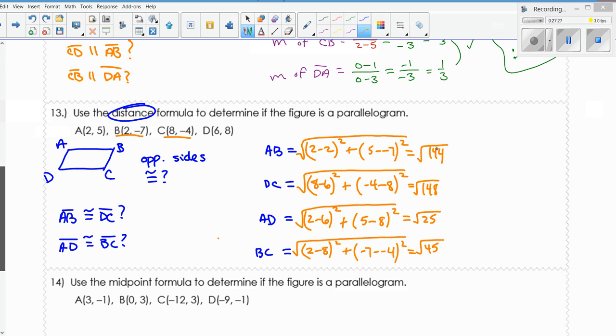Alright, well, these two are not the same, and these two are not the same. All I needed to show is that the first two weren't the same, but I found all of them. So, opposite sides not congruent, therefore not a parallelogram. We use the distance formula to show that opposite sides aren't congruent, therefore it's not a parallelogram. Alright, last one.